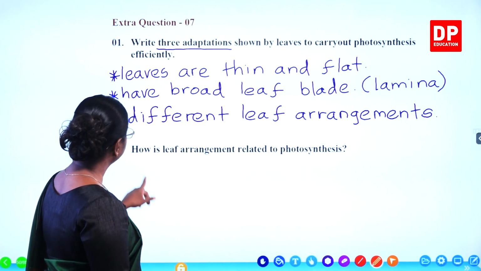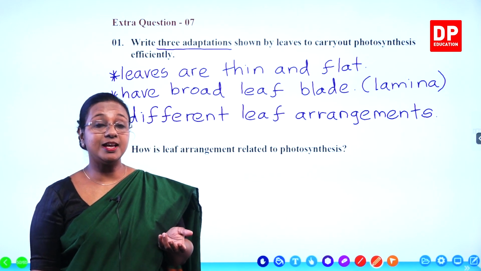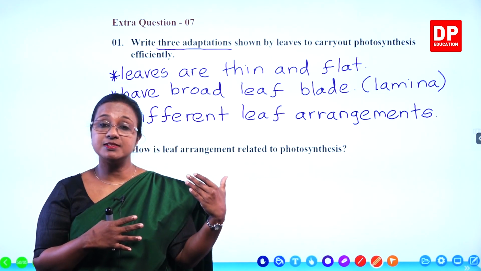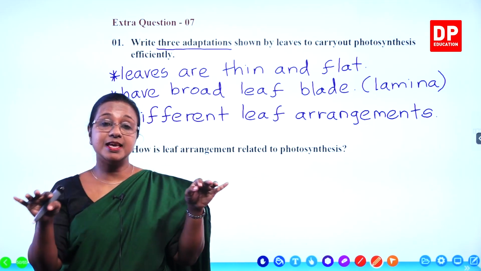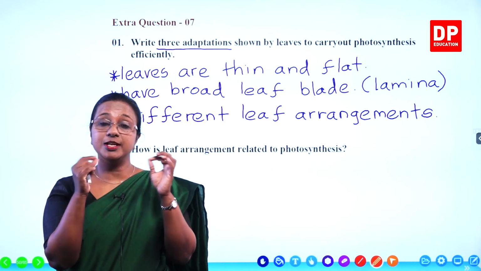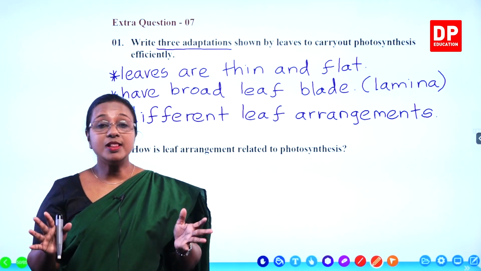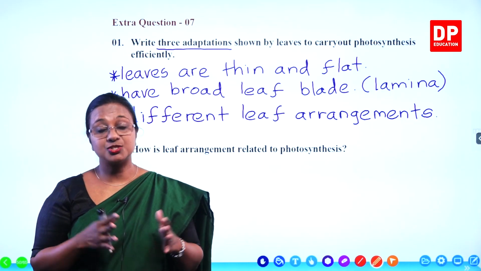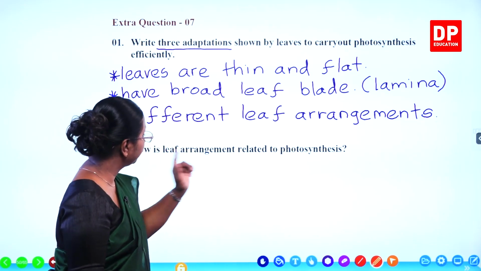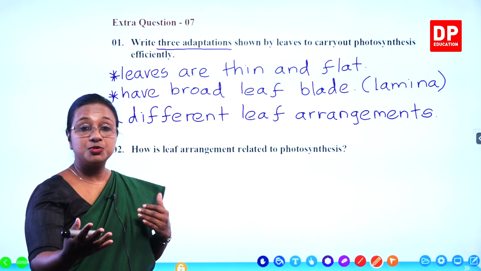So then the next one. How is leaf arrangement related to photosynthesis? How is it related? When they arrange in a certain manner, say they are alternate on either side of the stem, or they are opposite at the same point, or else they can have a whirl arrangement around one point of the stem, or a spiral arrangement. Whatever the arrangement is, all the leaves get exposed to sunlight so that they all can absorb sunlight efficiently. So that is what you have to write here. In all leaf arrangements, all the leaves are exposed to sunlight.